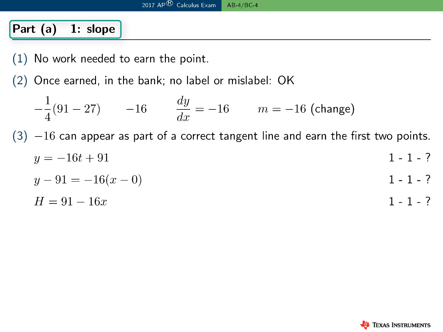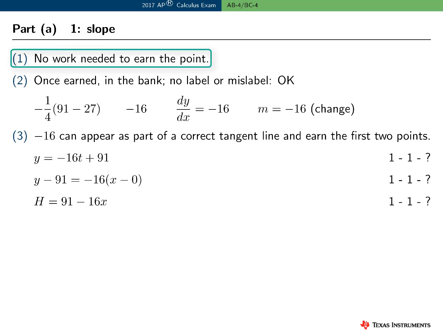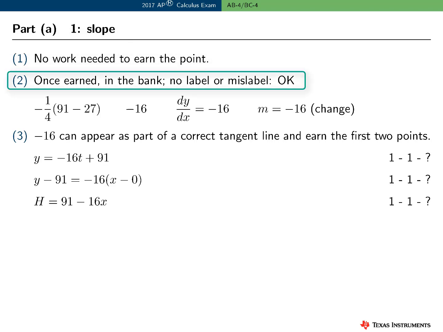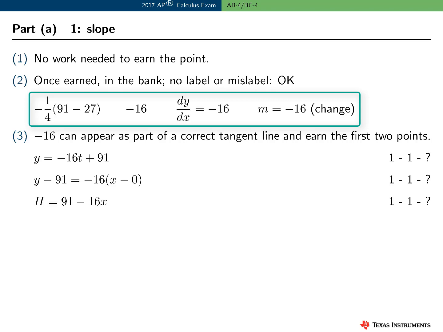The first point in Part A was for finding the slope of the tangent line. The student didn't need to provide any supporting work, just the slope. And once this point is earned, it's in the bank. And that means that they cannot lose this point. The slope can appear without a label, or it can even be mislabeled. And here are some examples that would earn the point.